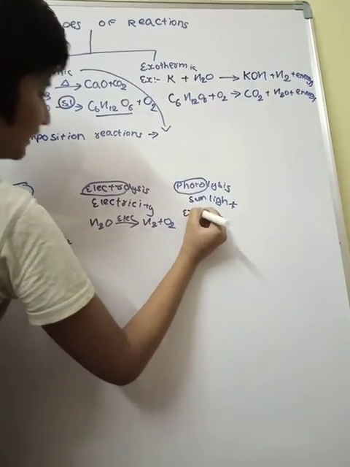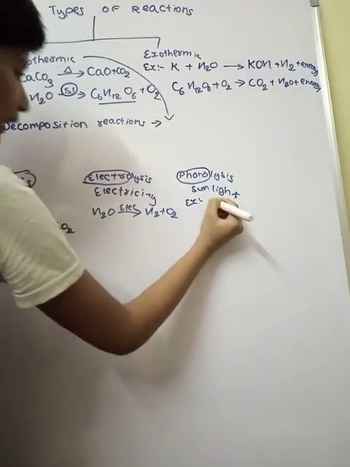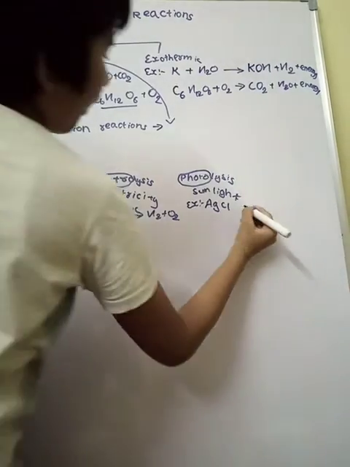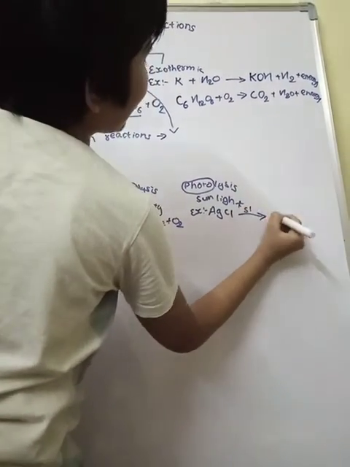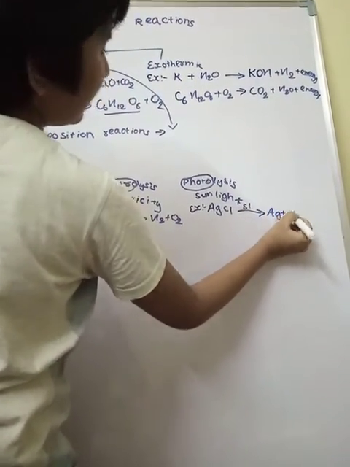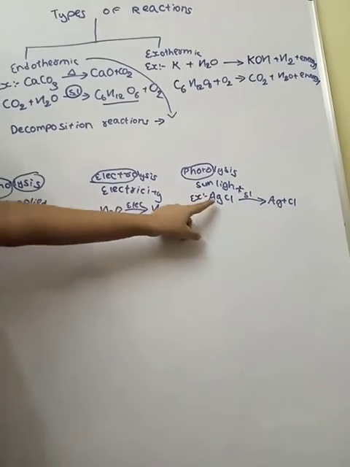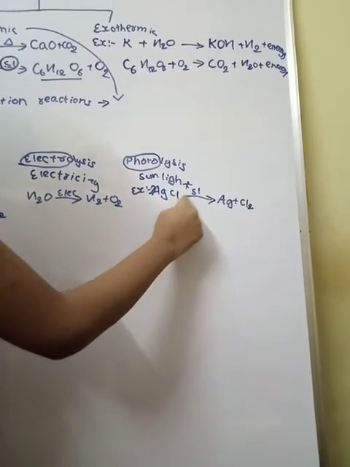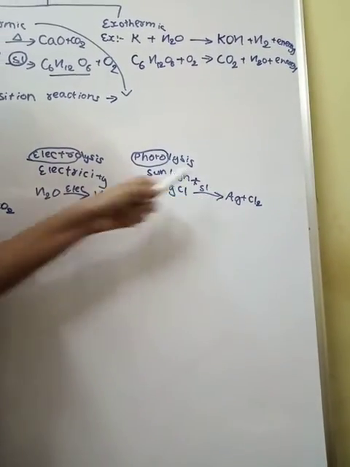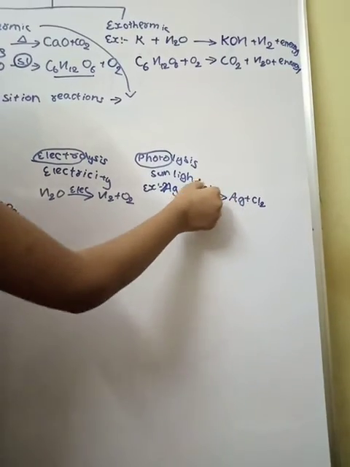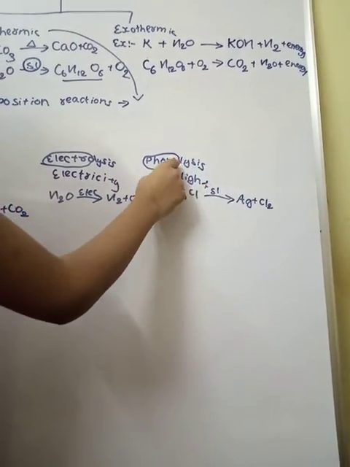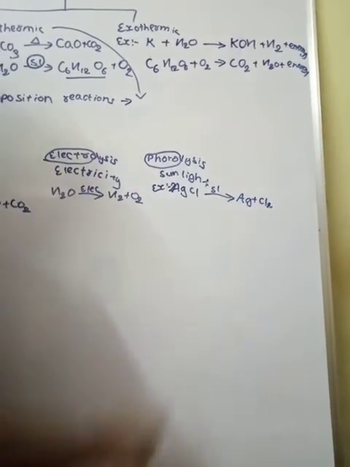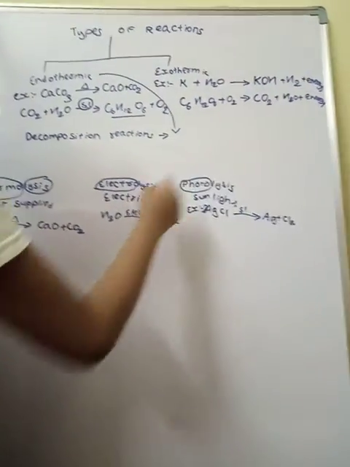Here the example is AgCl, on supplying sunlight, it becomes Ag plus Cl. This is silver chloride. In silver chloride, I am supplying energy in the form of sunlight. That's why this is an example of photolysis. I am supplying sunlight, and I am getting Ag plus Cl2.